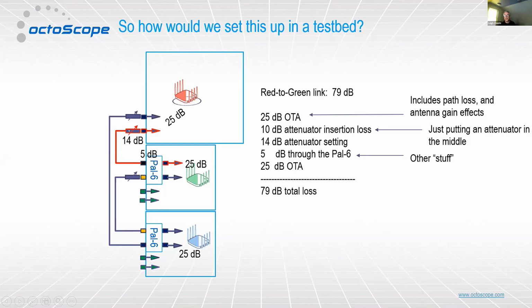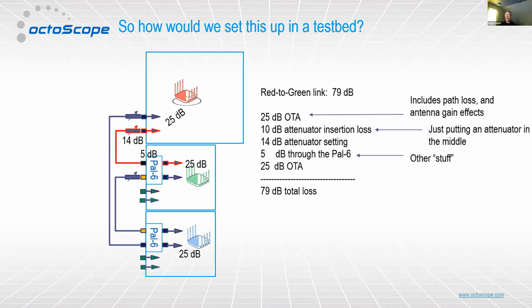And we know that our red to green link was 79 dB. So if we just use the information that I've just been discussing, we know we've got 25 dB of over-the-air path loss on each side in each of these boxes. We've got an attenuator that just has 10 dB of insertion loss all by itself. We've got a 5 dB because there's a 1 to 2 splitter in this part of the link in this PAL6. So we add all that up. That's 50, 60, 65 dB. We know we want 79. So to get to 79, we just turn our attenuator from 0 to 14. And then boom, we've got 79 dB of total loss between those two.